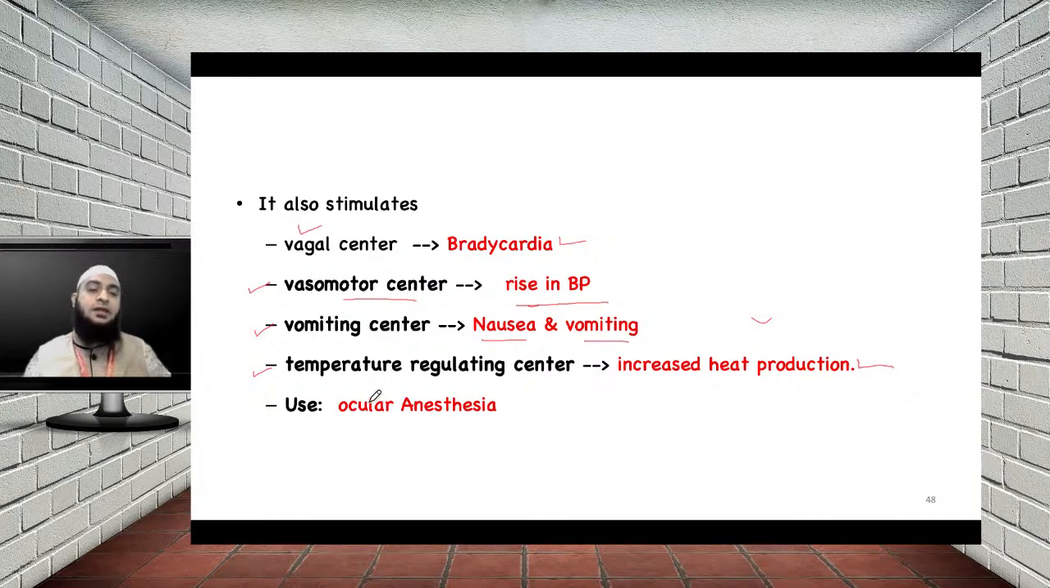Let's see what its use is. Generally cocaine is not a widely used drug, but sometimes it is used as an ocular anesthetic in the eye, where there is very little possibility that the drug can be absorbed into systemic circulation and produce all these effects on the CVS and the CNS. So the only use is mostly ocular anesthesia. That is the only use of cocaine.